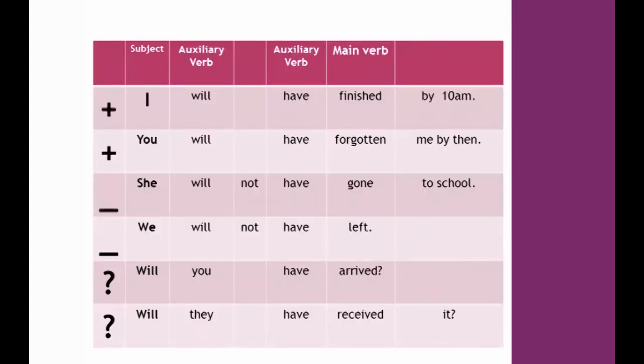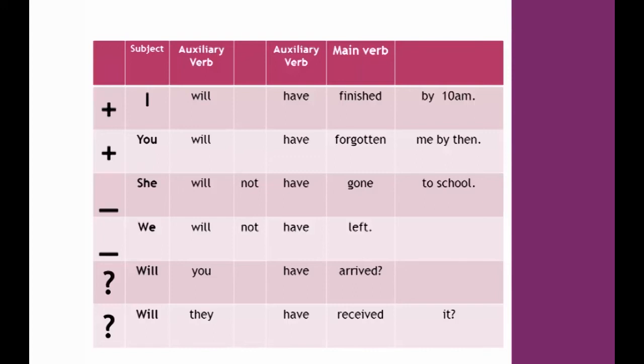We have the subject I, you, she, we, they, and will. So, there are positive forms and then negative and then question. Okay, so you have the auxiliary verb will. And then, not for the negative. And then you have the auxiliary verb again, have. And then you have the main verb. And then there could be a time indicator.